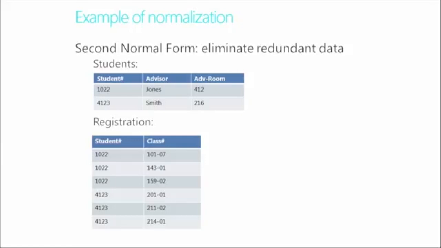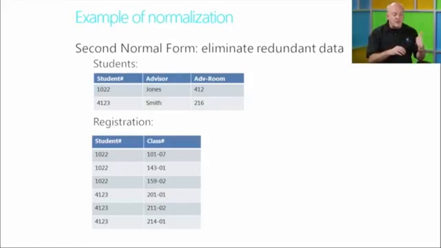Now if we go to registrations, because we can't just drop the information about the registrations, we created a second table for the student number. Student number 1022 is going to be attending class 101-07, as well as 143-01, as well as 159-02.